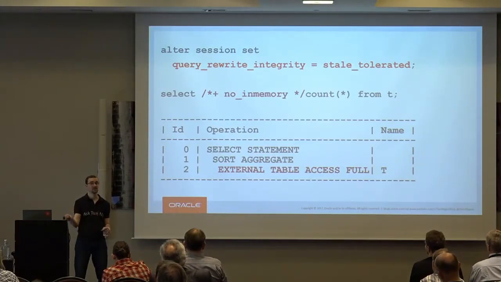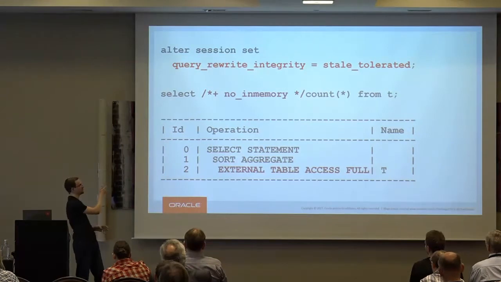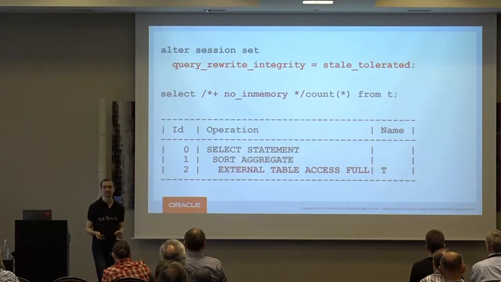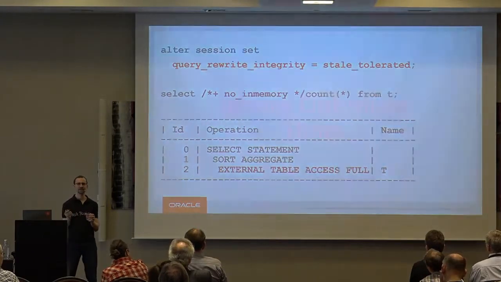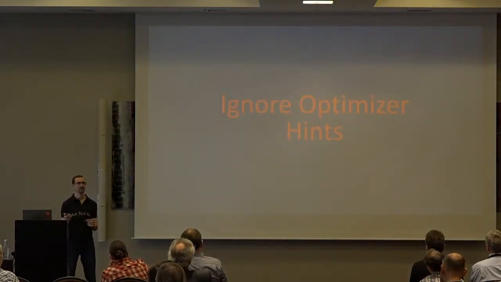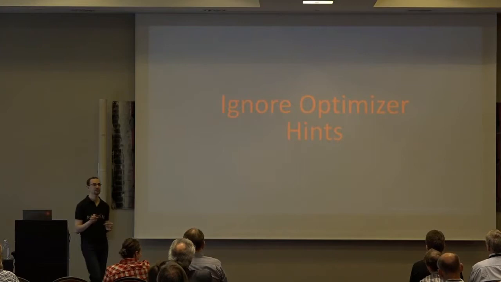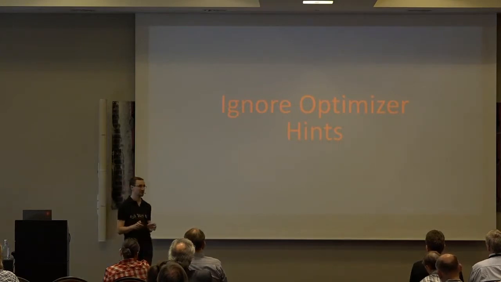Let's say it's a third-party application. BI tools in particular are quite fond of doing things like this. How do you get around this? Well, there is another way to avoid this. In 18c, you've got the ability to ignore optimizer hints.